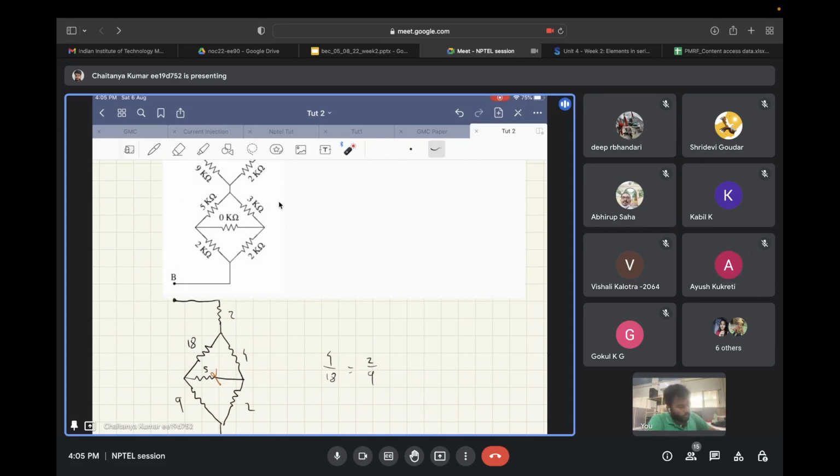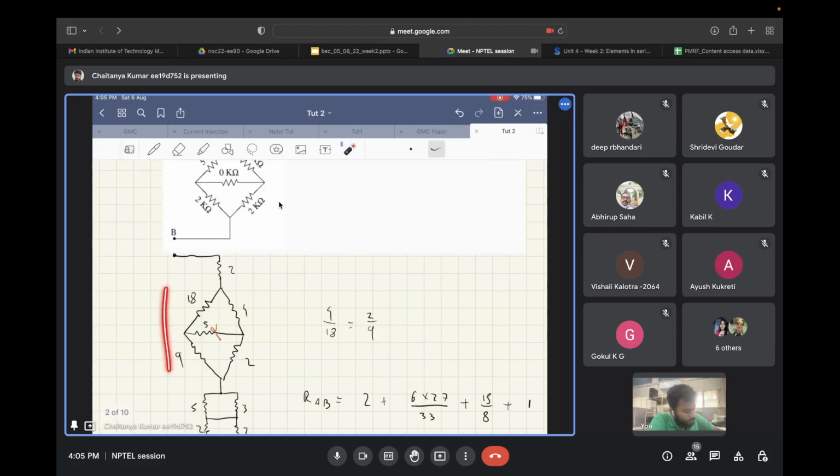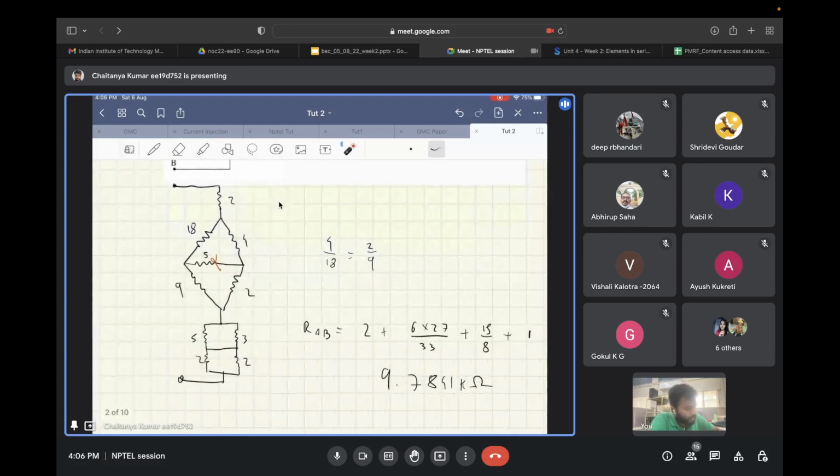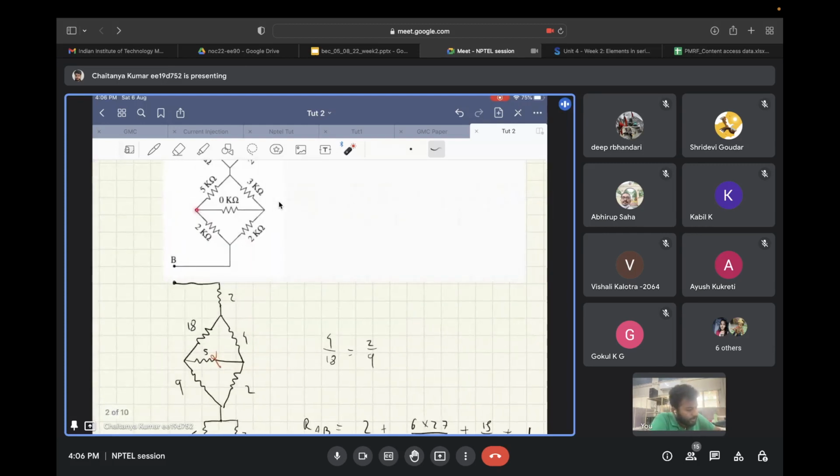Okay. So here in the first network, you can see that the resistances 4, 18 and 2, 9 are proportional. So the voltages at these points will be equal, and hence the 5 kilo ohm resistance can be removed. And in the other case, this particular wire is effectively short because you have 0 kilo ohm resistor over it.